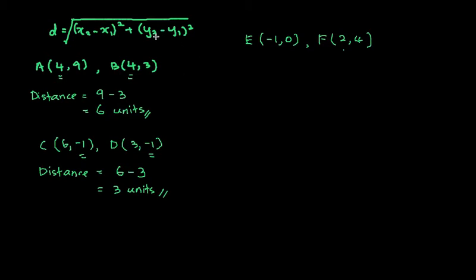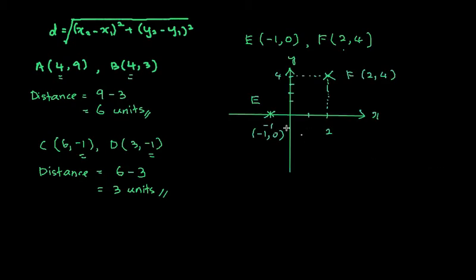Actually, this formula is talking about the Pythagoras theorem. Let me draw a Cartesian plane first. Okay, so the point E is here, negative 1, 0. The point F is here, 2, 4. You see, they don't have any similar x coordinate and y coordinate. So if you link the 2 points together, actually this is a right angle triangle, right? So if you want to find the hypotenuse, what do you use?